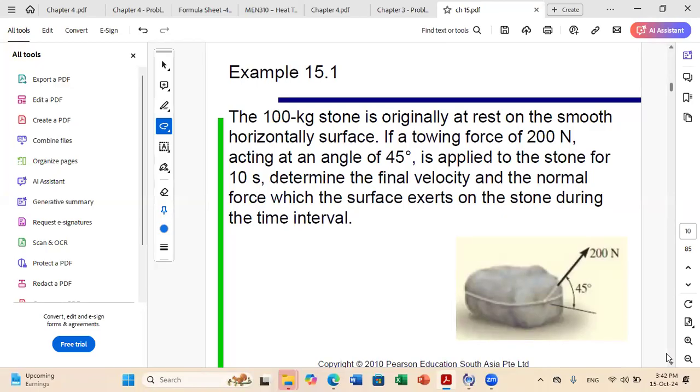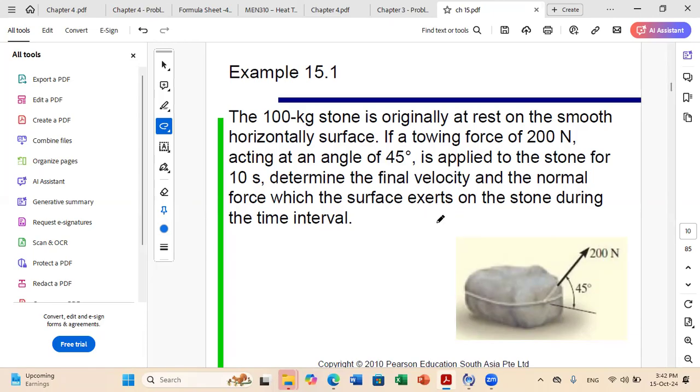In this problem, we have a 100-kilogram stone that is originally at rest on a smooth horizontal surface. If a towing force of 200 Newton is acting at an angle of 45 degrees during 10 seconds, we want to determine the final velocity and the normal force which the surface exerts on the stone during the time interval. Now you can tell me no need for principle of impulse and momentum. It's right. We can use our previous knowledge.